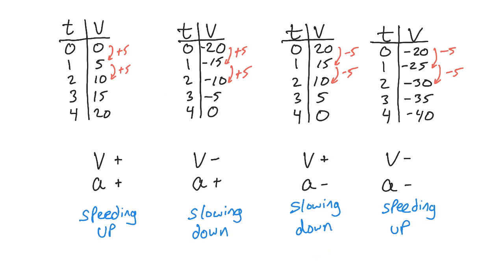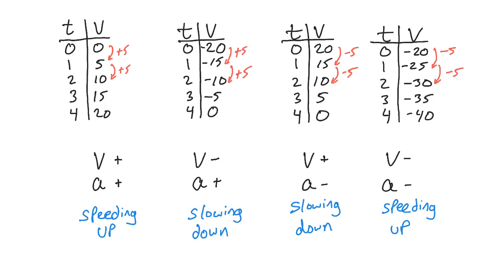Okay, so here's the answer. When the velocity is positive and the acceleration is negative, we're slowing down. But when the acceleration is also negative, but we have a starting negative velocity, then we're speeding up. And I've given you 2 helpful data tables to see that again, in a similar idea as the other 2.